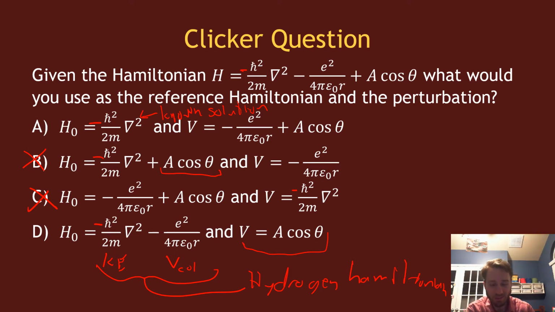But one of the key things you want to do with perturbation theory is you want the perturbation to be as minimal as possible, which means I would want to go with D here. I would want to start with the hydrogen Hamiltonian that I know how to solve, and then just add this small perturbation A cosine theta to it, and not start with a free particle system and then add the Coulomb potential plus A cosine theta. That perturbation is not going to be nearly as small as this A cosine theta correction would be. And so that's why we pick D over A: we want the perturbation to be as small as possible.